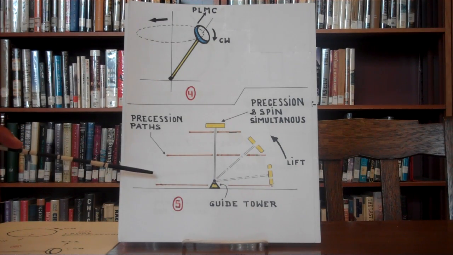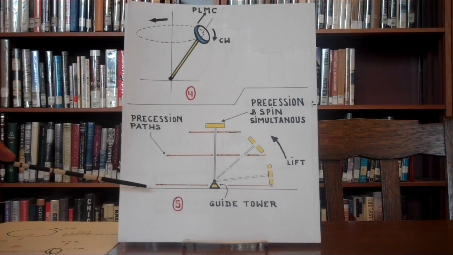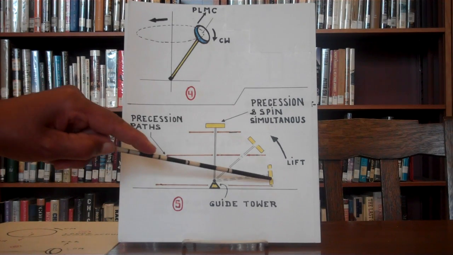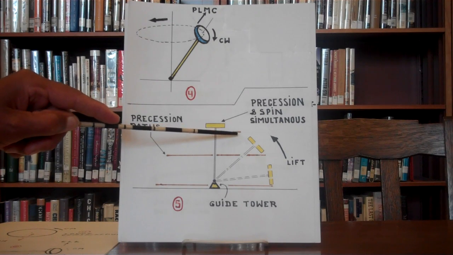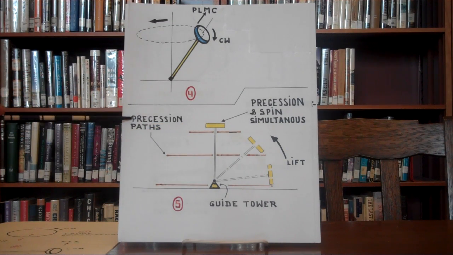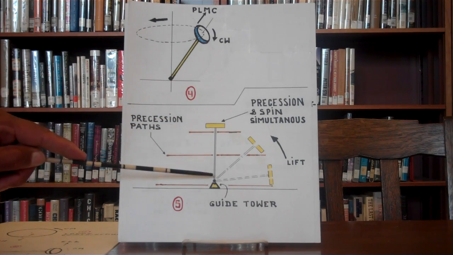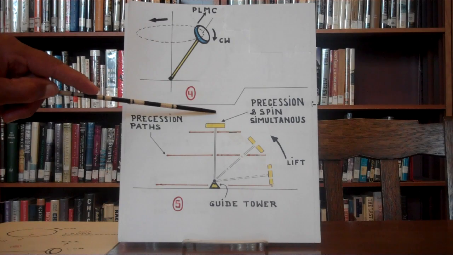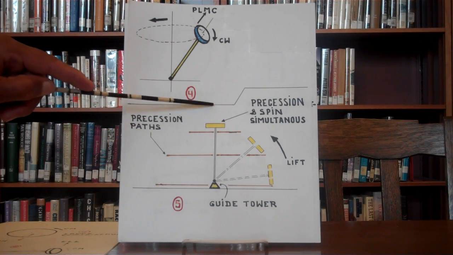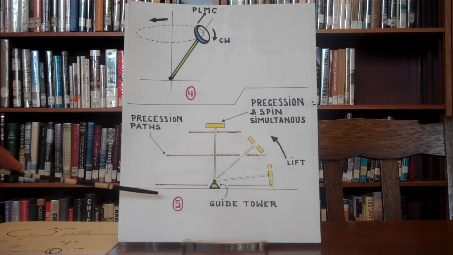The shorter the circular distance that the system has to precess in, the faster the precession. If this disc starts to lift, such as here, it will precess faster because the distance is shorter. If it starts to lift more, it's in a shorter path. These are the precession paths, and it will be precessing fast until it reaches vertical. It will be standing straight up vertically, and the precession and the spin will be along a single line simultaneously. And this here is the little small guide tower. The guide tower, that's number 5.